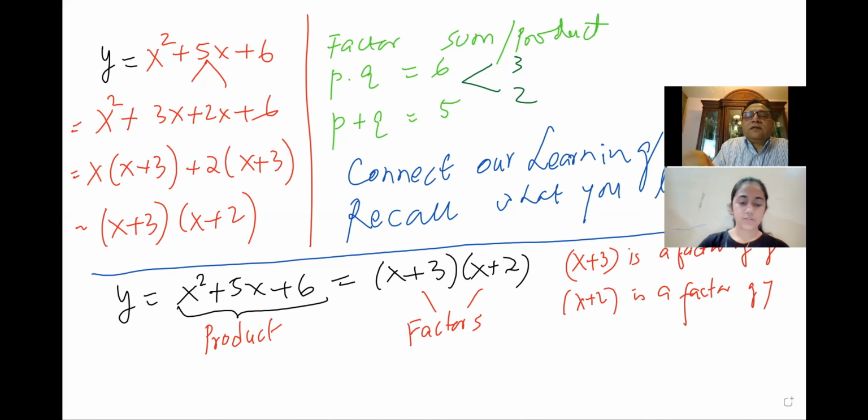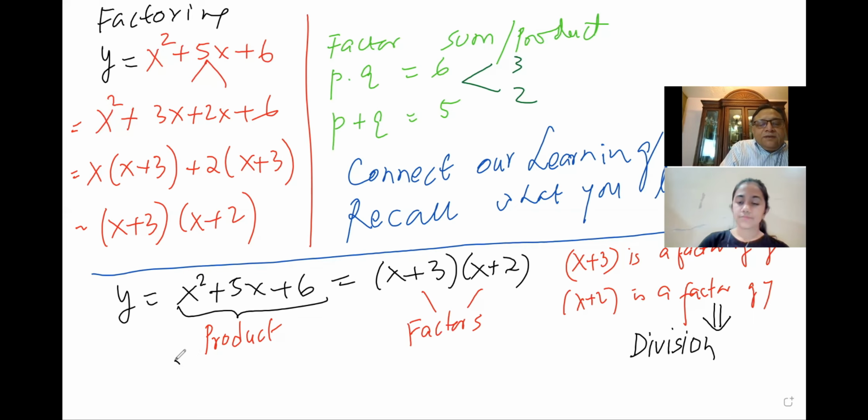So I'm not telling you anything new. I'm just telling you what you learned. Factoring means to write the polynomial in terms of its factors, correct? These are the two factors. Now look at how this relates to division.